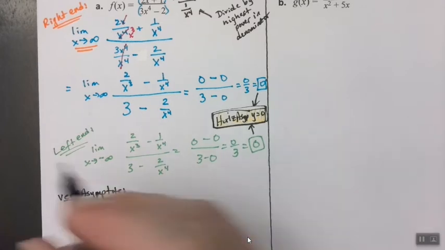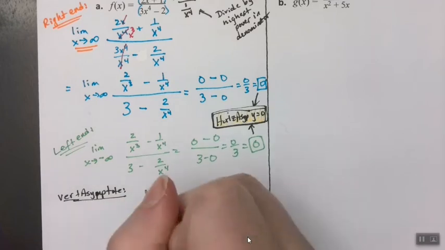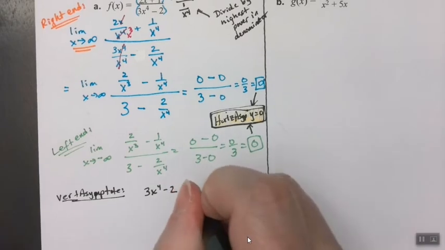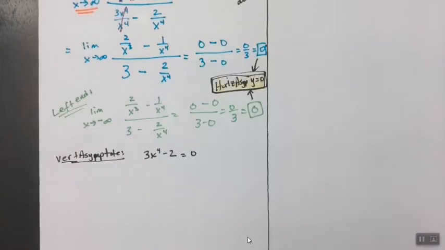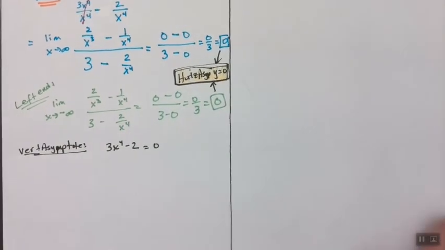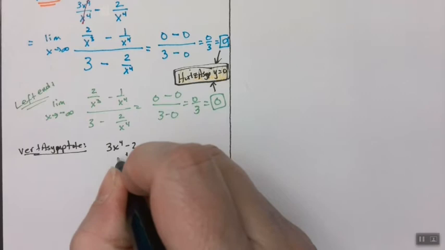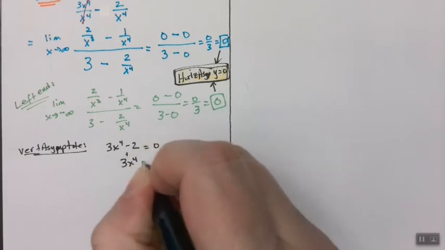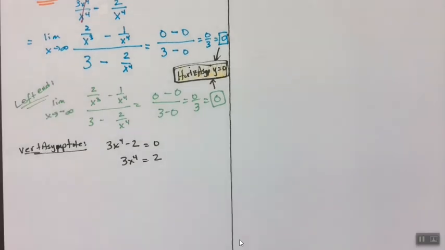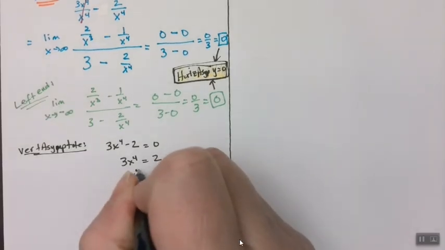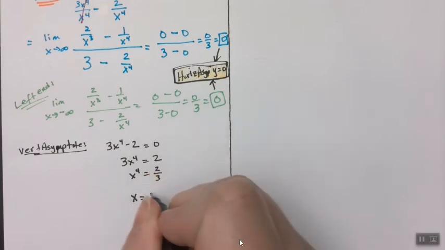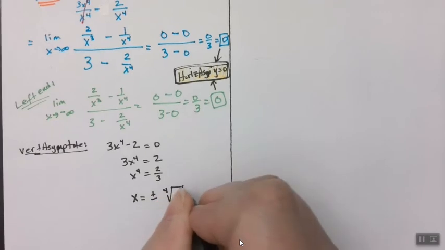All right, to find the vertical asymptote, we set the denominator, 3x to the fourth minus 2, equal to 0. And we solve. There's a couple ways you could solve that, but the easiest thing to do is just to add 2 to both sides. So 3x to the fourth equals 2. Then divide by 3, so x to the fourth would be 2/3. That would mean that x is equal to plus or minus the fourth root of 2/3.